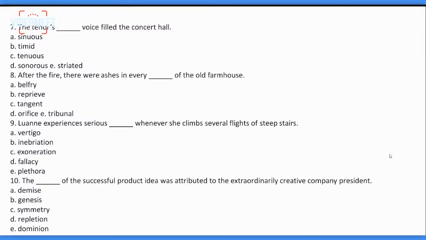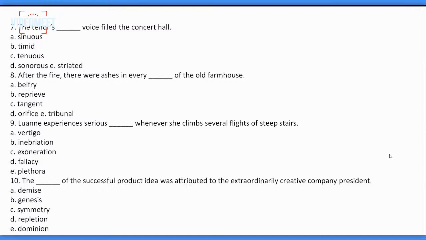Tenuous here means very weak and fragile. So again, if something is weak or fragile, then how is it possible for that thing to fill the concert hall? So we would eliminate that also. Now, sonorous means something that is high pitched, something that is very impressive, or something that is very grand in effect. So I think we're looking for this word only, because the tenor's sonorous voice filled the concert hall.